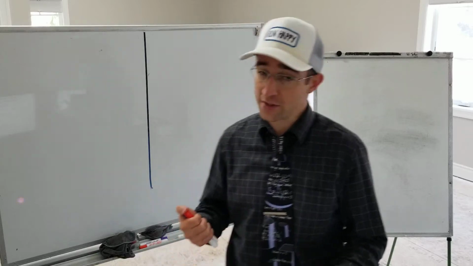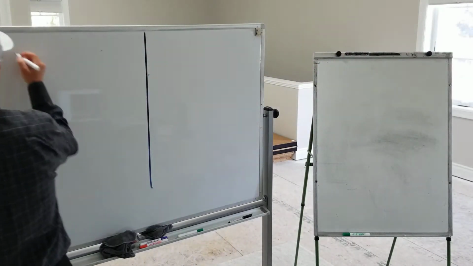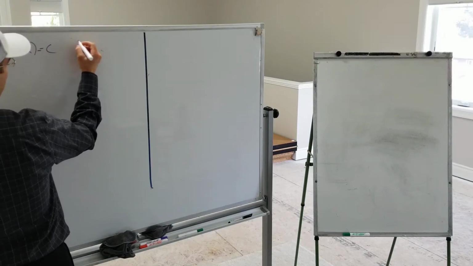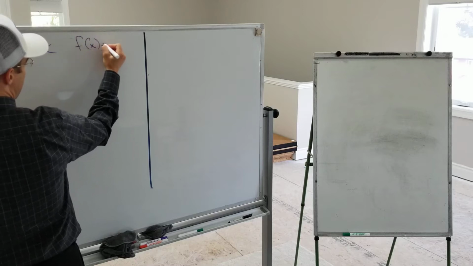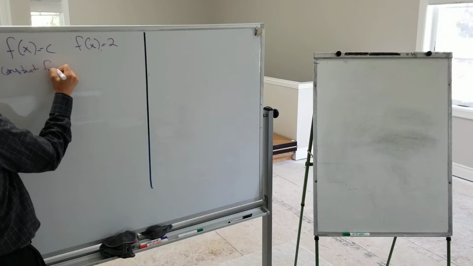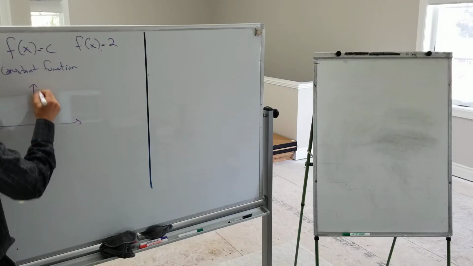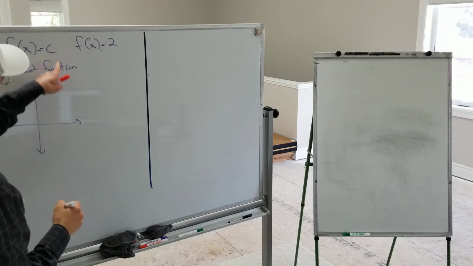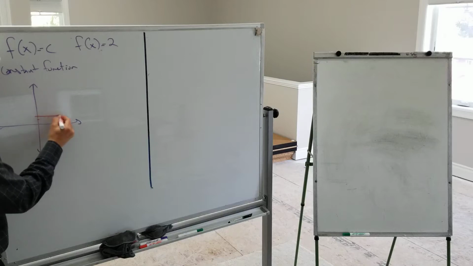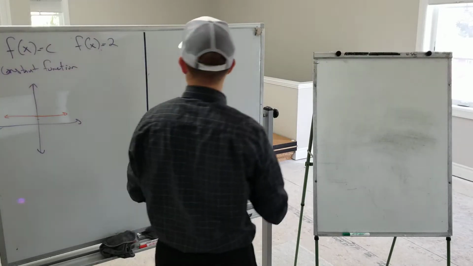So we're just going to start out with our parent functions and the graphs of these parent functions. If you have something like f of x equals c, for example, f of x equals 2, this is what we call the constant function. And the graph just looks like this. Whatever this number is, in this case 2, we just go up to where y equals 2, and it's a horizontal line. Pretty simple.